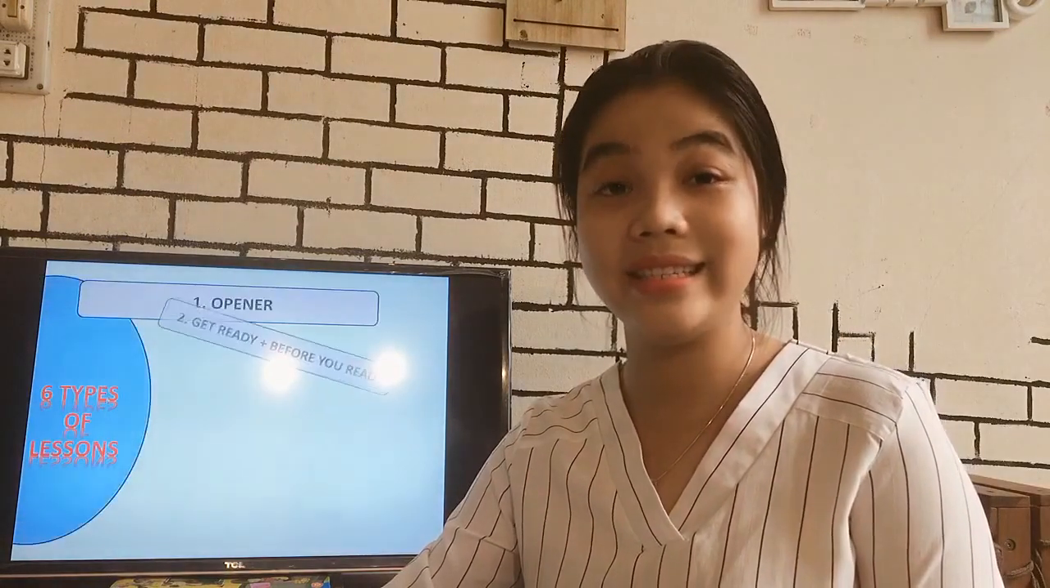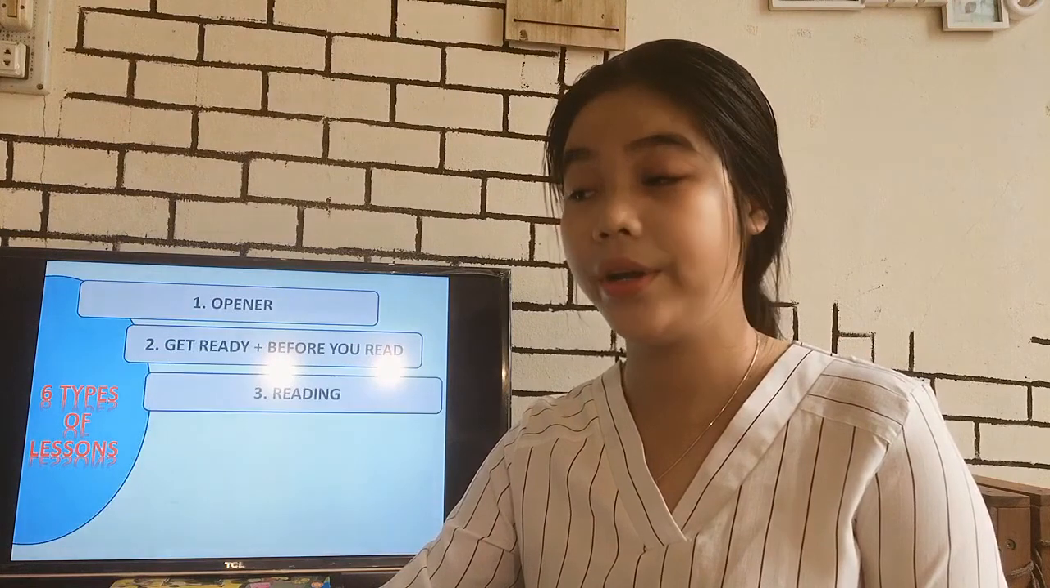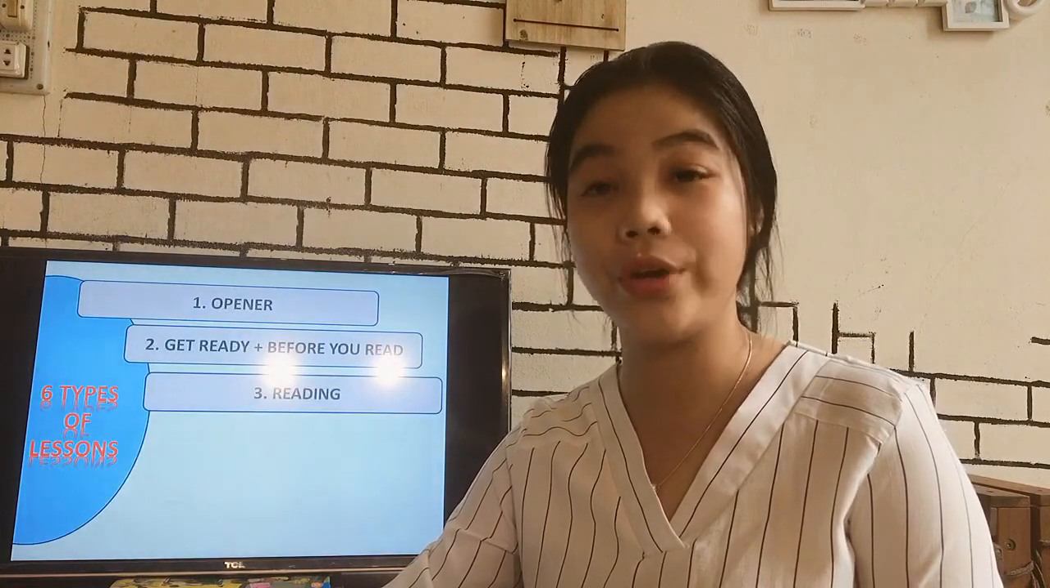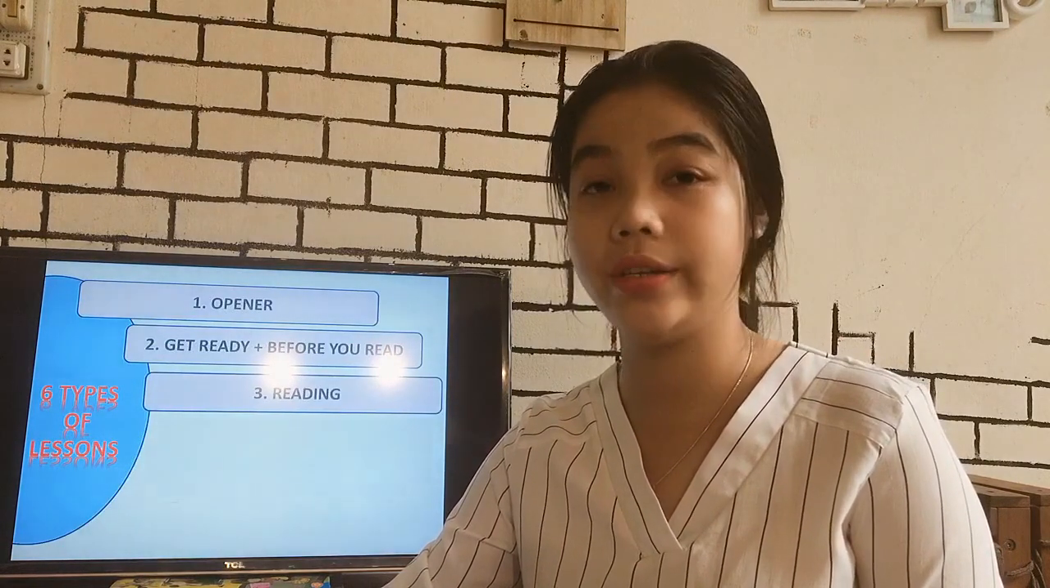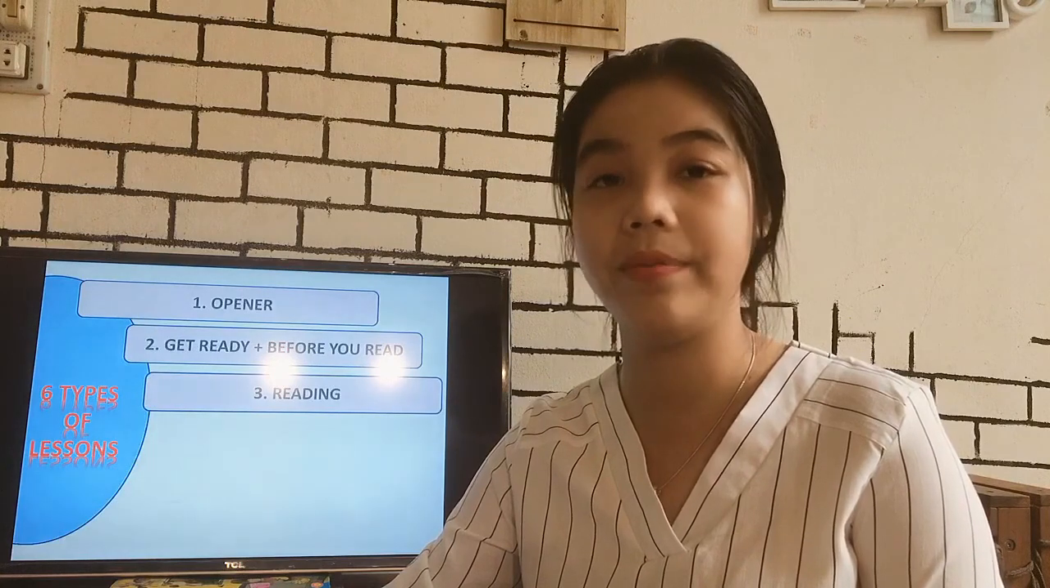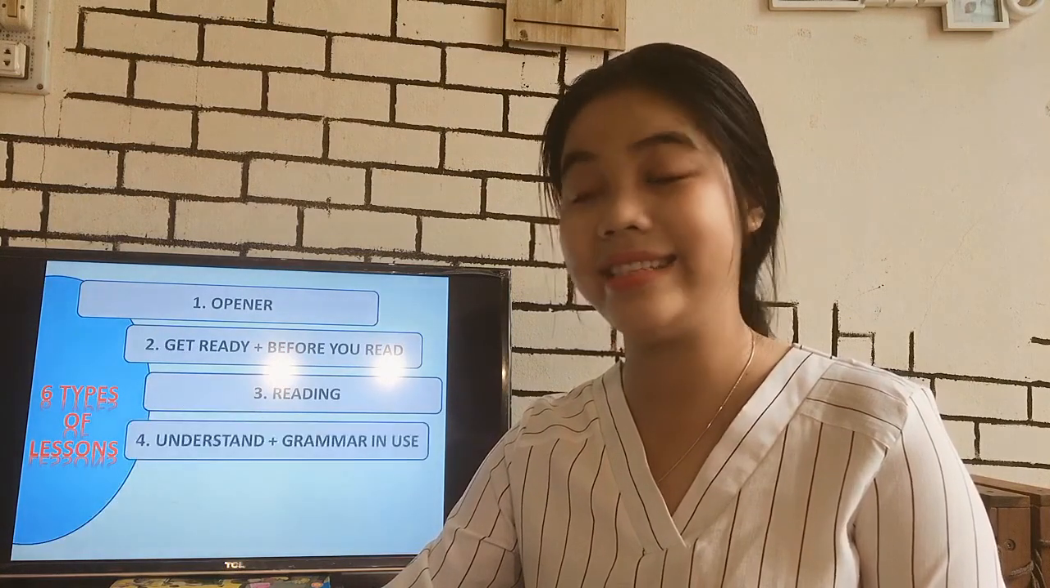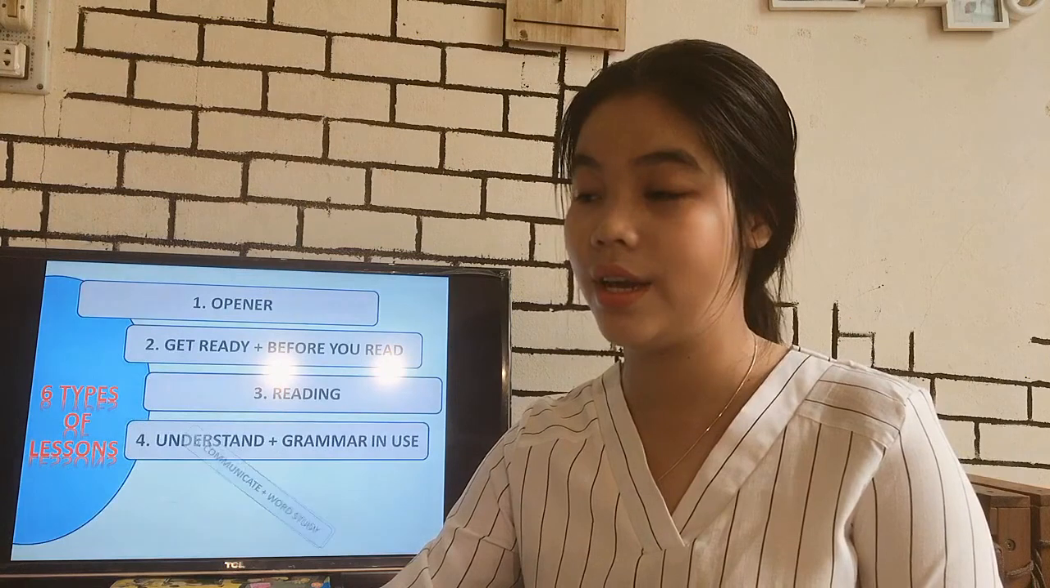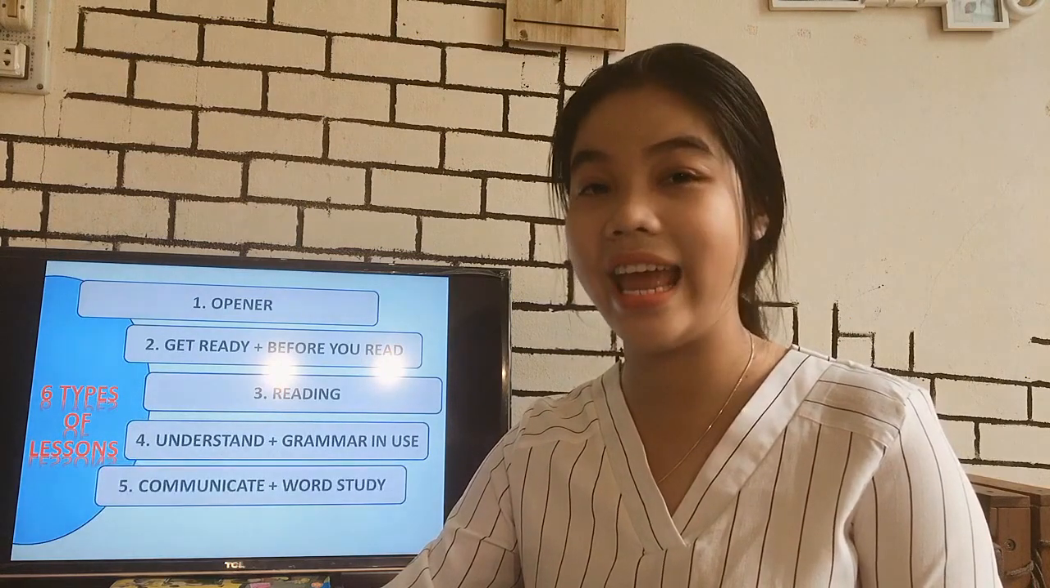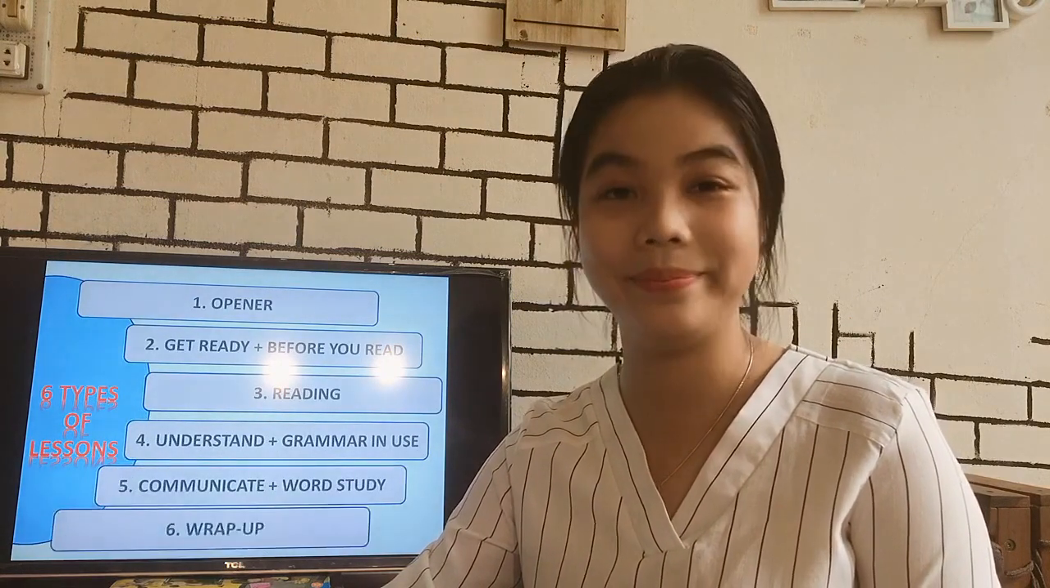Everyone, today I'd like to share with you some of my experiences in teaching an interesting English textbook named Author's Discover. In general, there are 6 types of lessons in this book. The opener, get ready, before you read, and reading, which is the most important component of this book, and understand, grammar in use, communicate, word study, and the last one is wrap up.